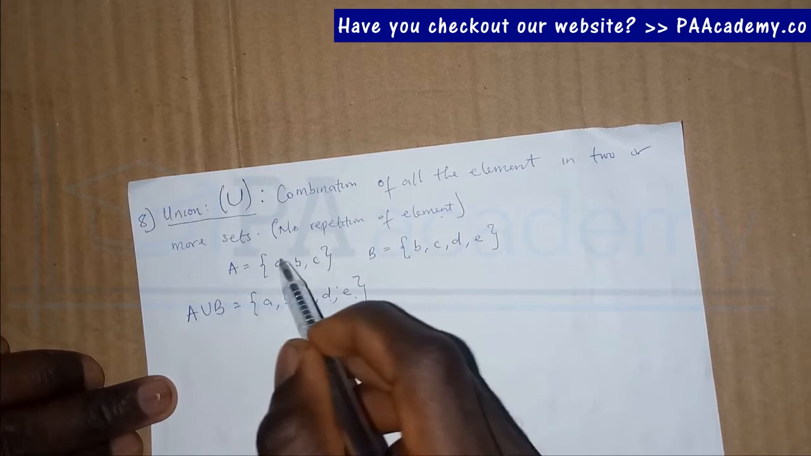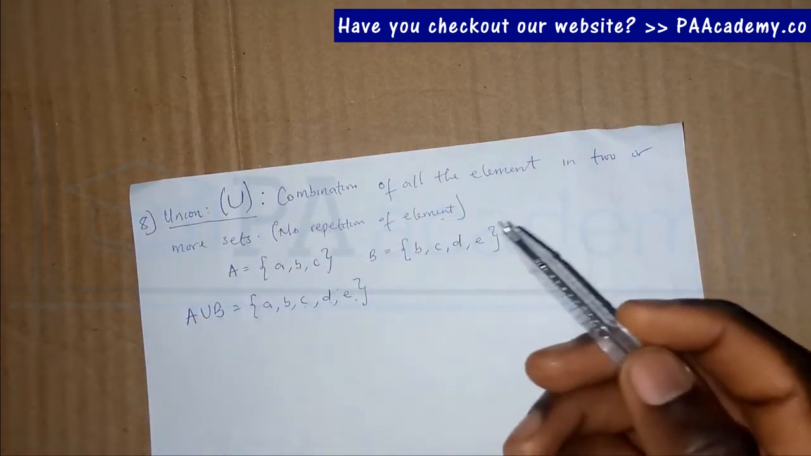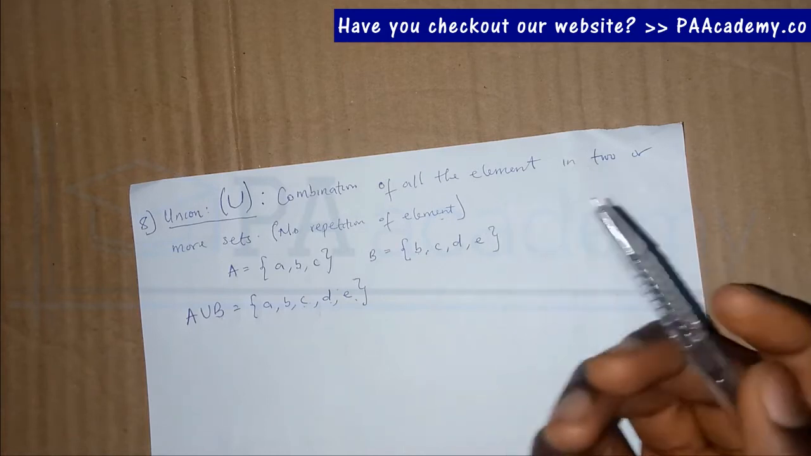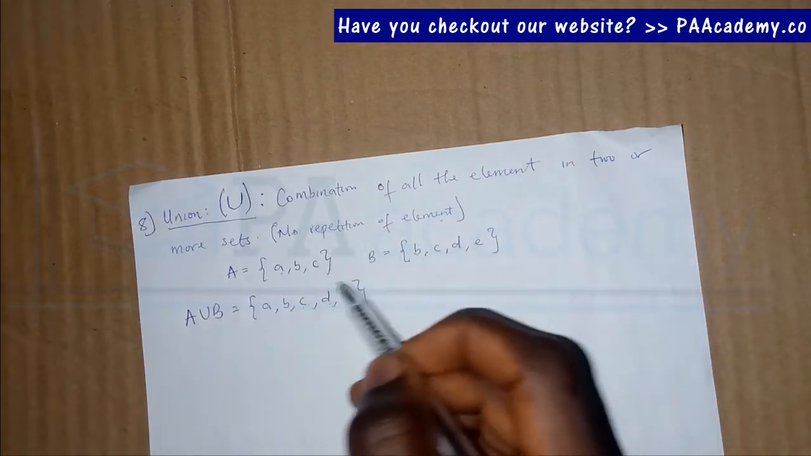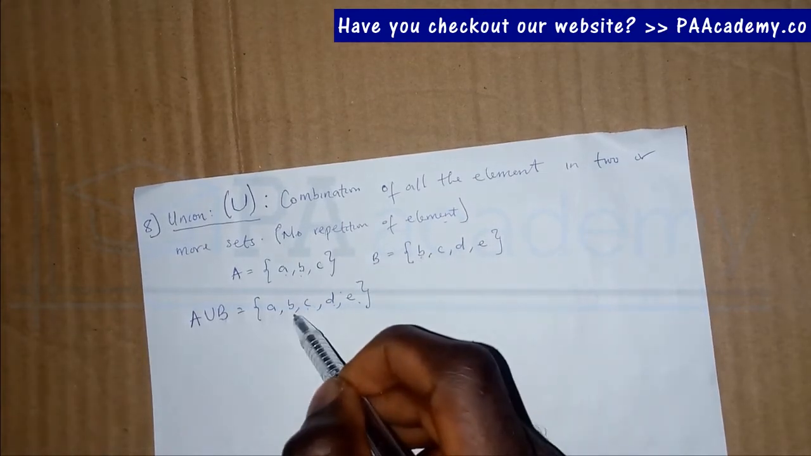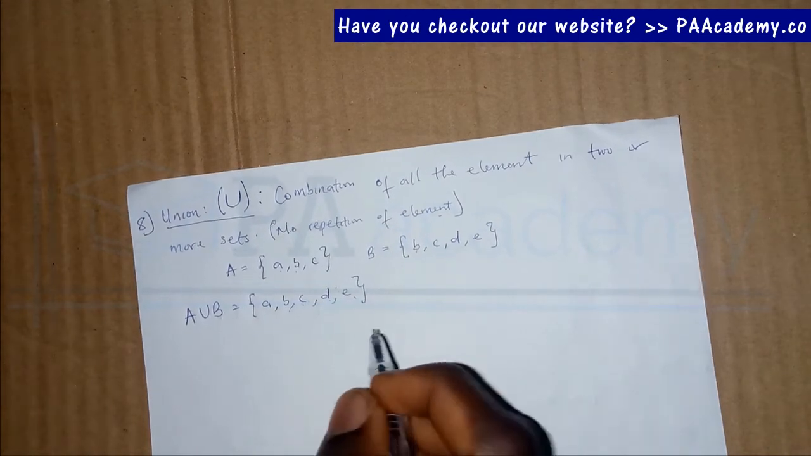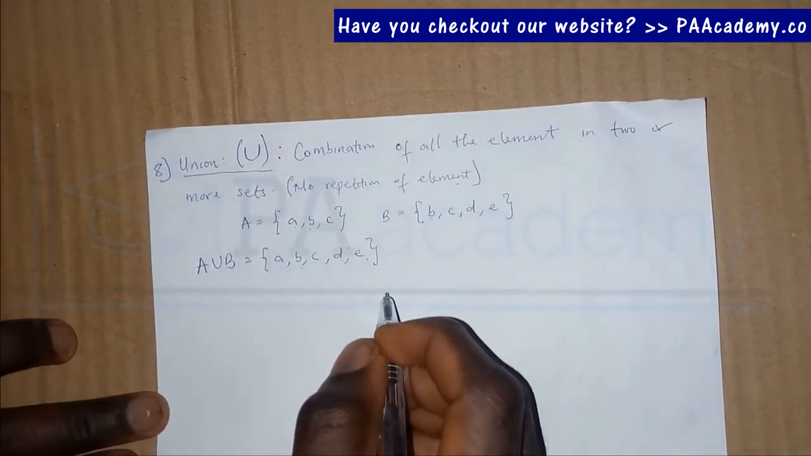So note that when you are considering two or more sets and you are looking for the union, you don't repeat any elements. You don't say that because we have B here and we have B here, then B will appear two times. No, you use just one. Alright, so let's look at another one that looks similar.